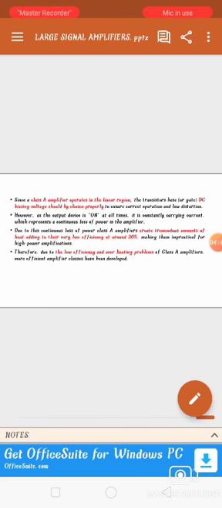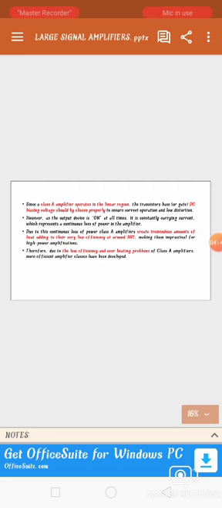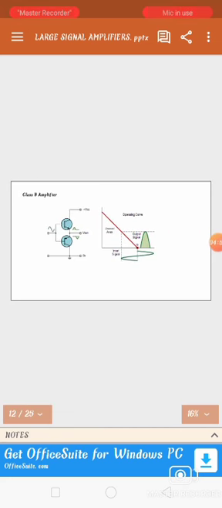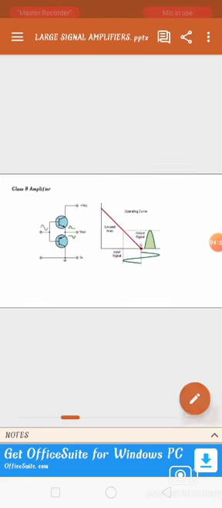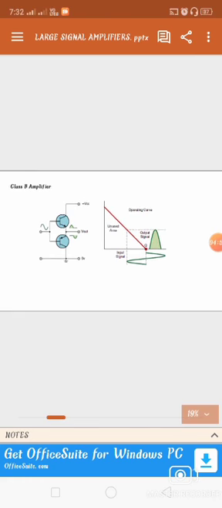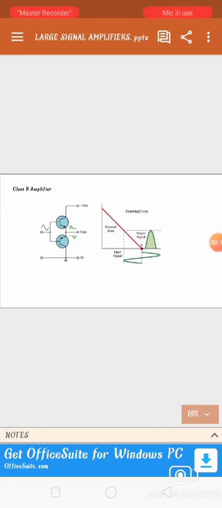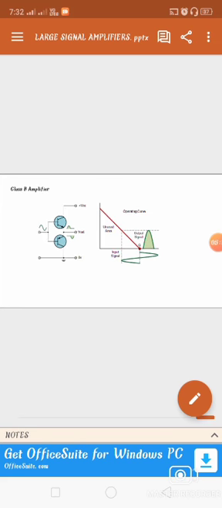Hence, we go for the Class B amplifier. In the Class B amplifier, we use complementary and symmetrical transistors. In Class B amplifiers, we have crossover distortion. Crossover distortion is the distortion that occurs at the crossover point.